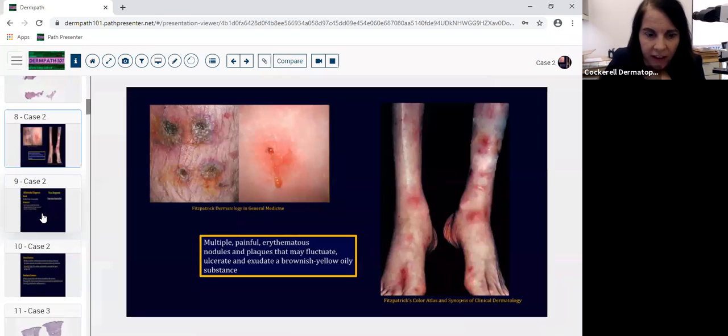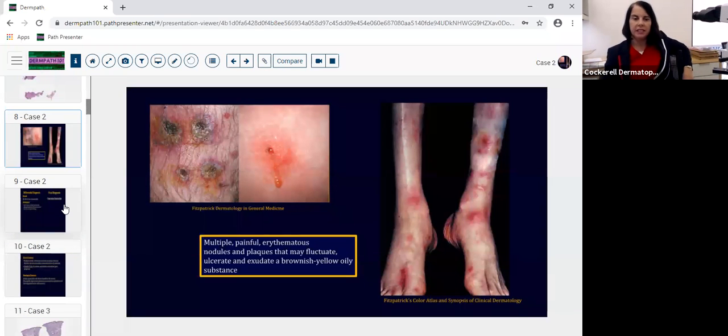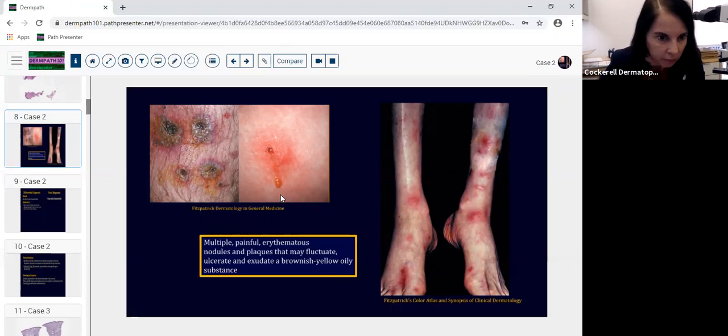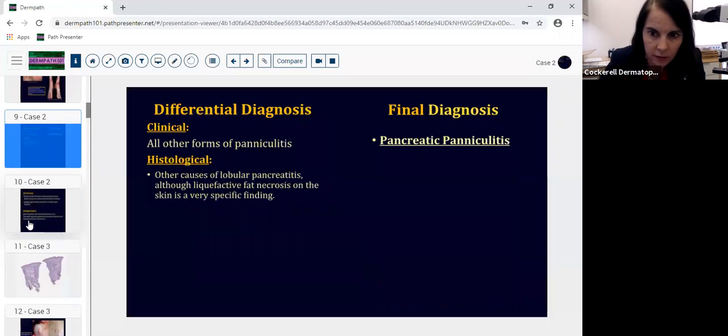Clinically, we have an appearance of multiple painful erythematous nodules and plaques that may fluctuate, ulcerate, and an exudate that's brown yellowish, and an oily substance can sometimes come out of these lesions. So this was pancreatic panniculitis. The clinical is you have a differential of all other types of panniculitis, and histologically, this liquefactive fat necrosis, those basophilic areas, is a very, very specific finding for pancreatic panniculitis.